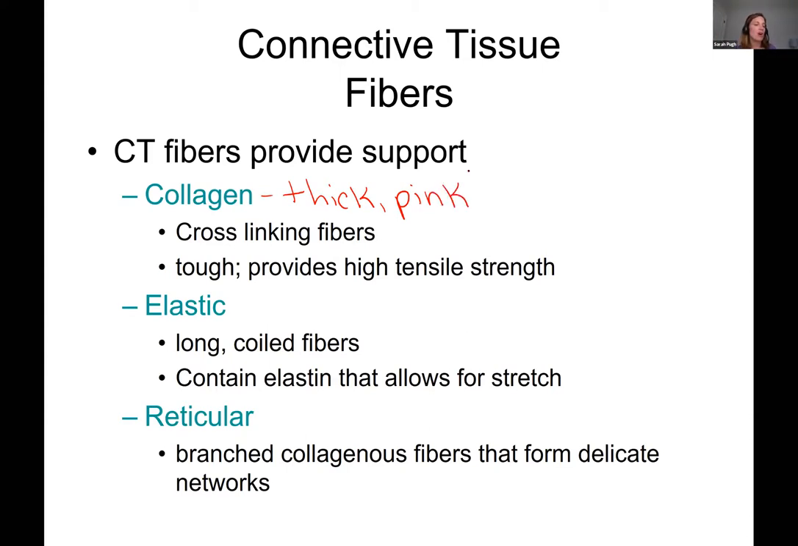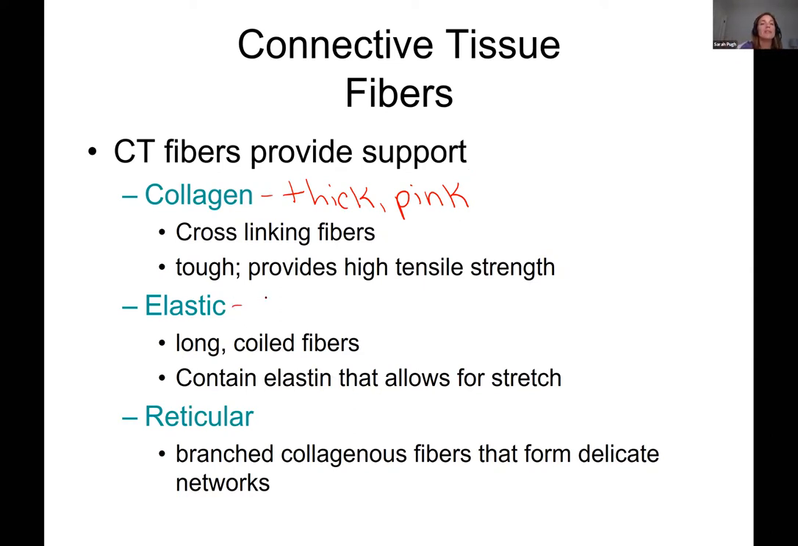Collagen fibers are the toughest, strongest fiber that we have. They are cross-linking fibers. They are stronger than steel. So if we take a piece of steel that's the same diameter as a piece of collagen, collagen is 1,000 times stronger than that piece of steel. So they are very, very strong. So they provide a lot of strength to a tissue when you have them. They also have the ability to absorb a lot of water, okay?